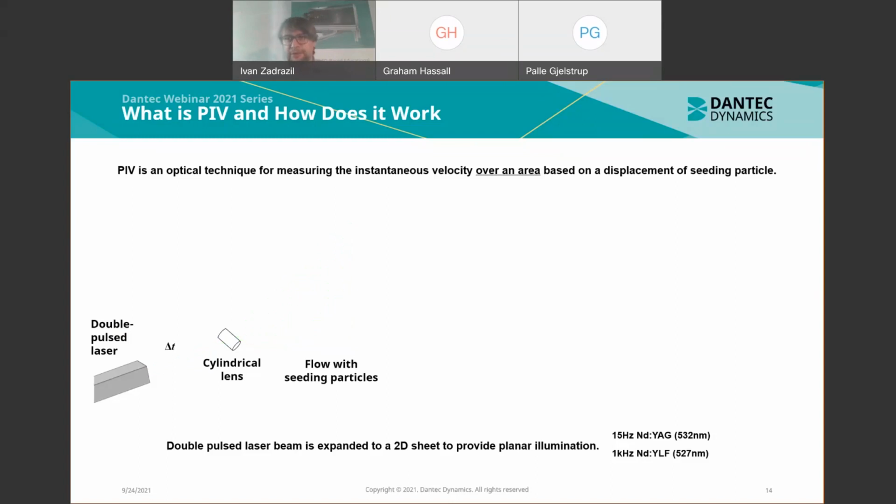These lasers are typically either low speed or high speed. Low speed are, for example, 15 Hertz Nd:YAG, which is neodymium doped yttrium aluminum garnet. These typically emit at 532 nanometers, or they can be high-speed lasers, also double pulsed, which are neodymium doped yttrium lithium fluoride. They emit at 527 nanometers, and typically the native emission frequency is about 1 kilohertz.